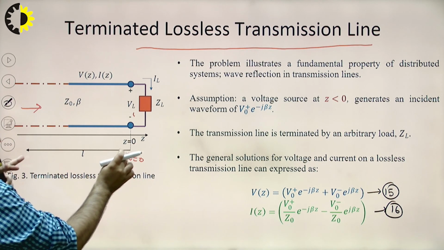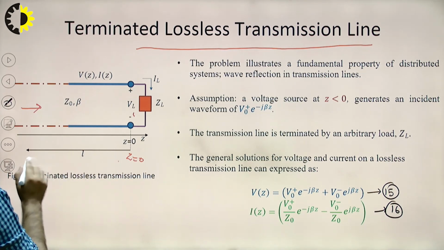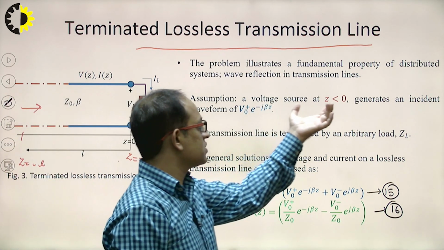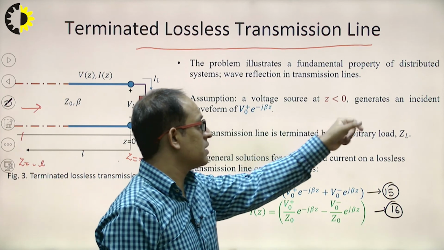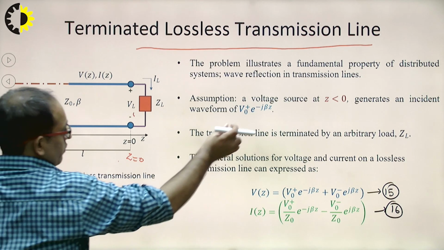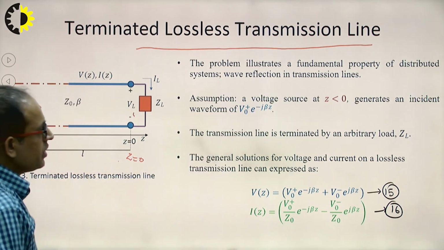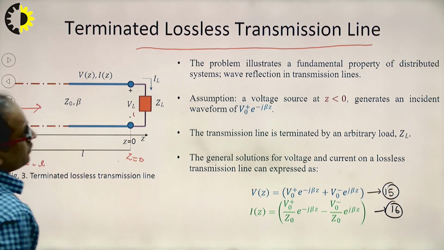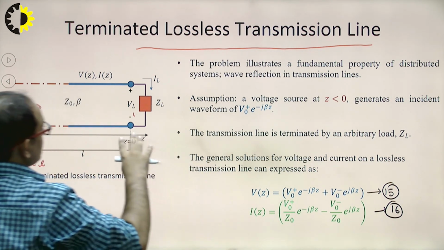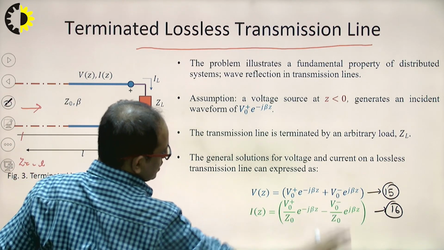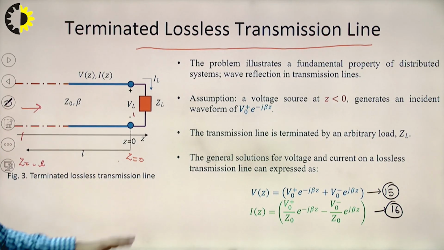So if I say this one is the length of the transmission line, at the source end that will be equal to minus L. So let's assume that the voltage source appears at z less than 0. The incident voltage will be in the form of V0 plus e to the minus j beta z. Similarly, the solution for the lossless transmission line with termination will be V of z equal to V0 plus e to the minus j beta z plus V minus. Similarly, the same equation will be there. Clear?